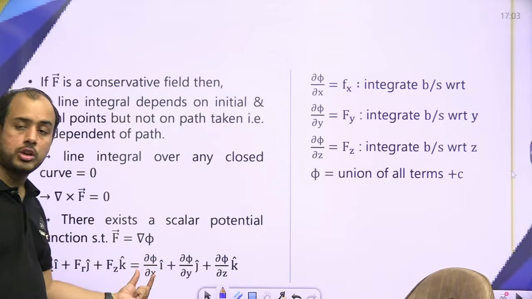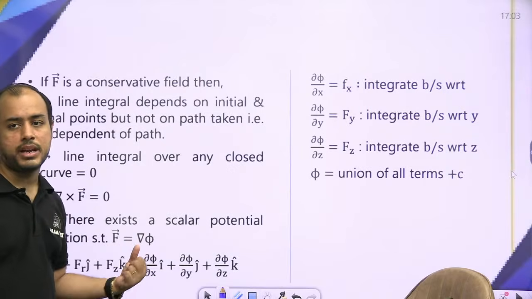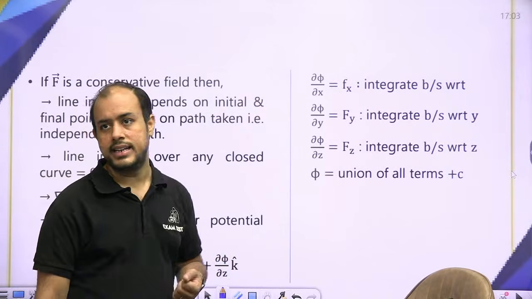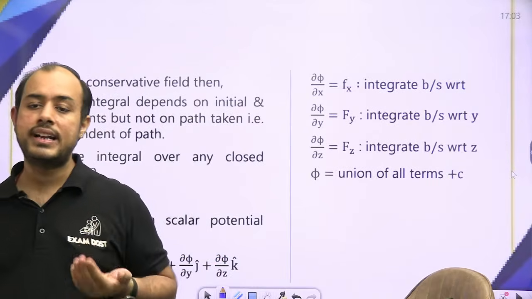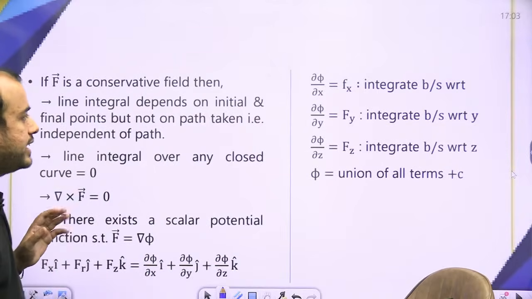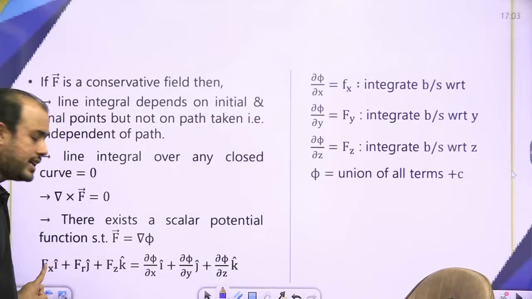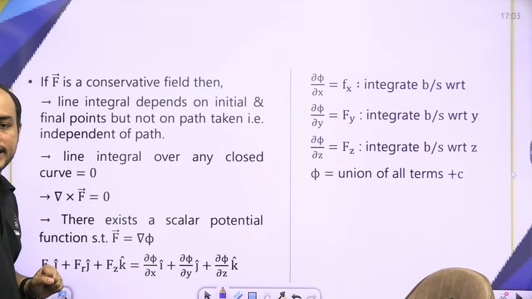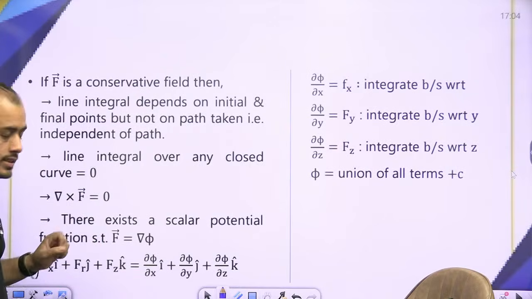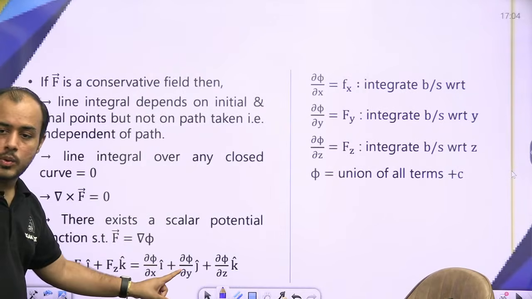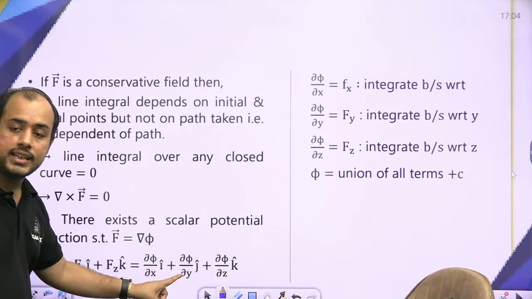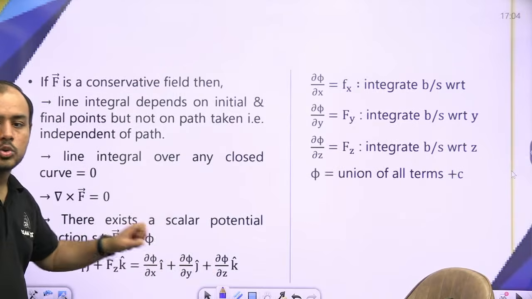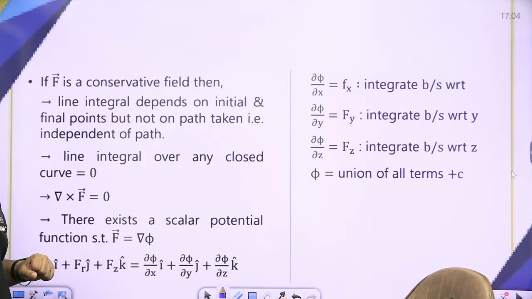So the vector field should be, we should be able to write ∂φ/∂x i, ∂φ/∂y j, ∂φ/∂z k. So how to find this scalar function, sir? Very easy. तो देखिए, you take the x component of the vector field, equate it to ∂φ/∂x, integrate with respect to x. Take the y component, equate it to ∂φ/∂y, integrate with respect to y. Then take the z component, equate it to ∂φ/∂z, integrate with respect to z.